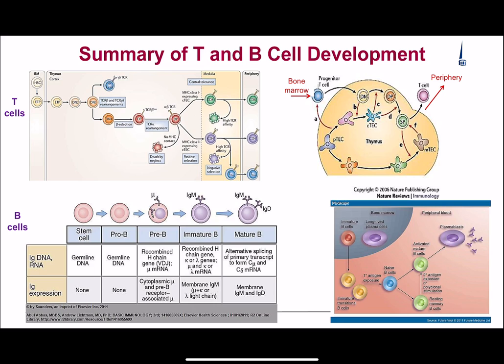Yes, ma'am? The isotype switching has the constant region changes for light and heavy? Only for the heavy chain. So the question was, in isotype switching, does the constant region change for the light or the heavy chain? No. The constant region, so we'll have, yeah, let me go back. Okay, so here's our antibody structure.